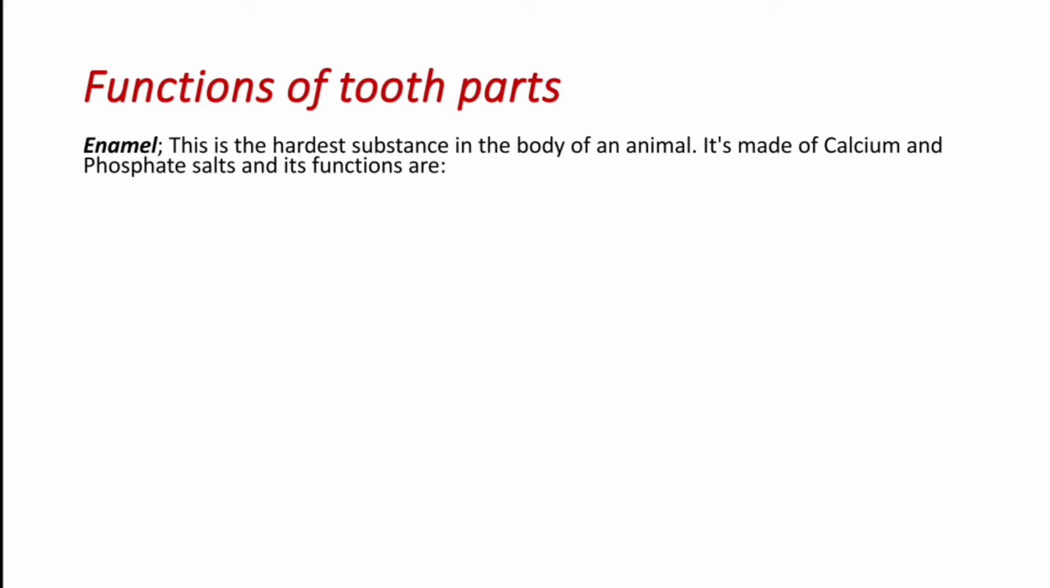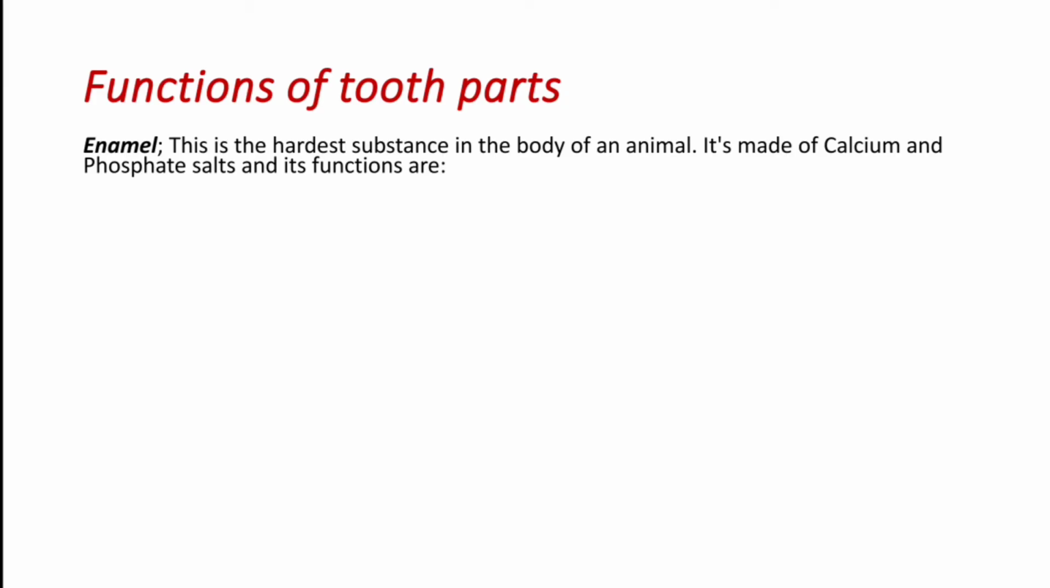It's made of calcium and phosphate salts, and before we look at the functions, focus on what makes up the enamel. First of all, we are being told that the enamel is the hardest substance in the body of an animal. And this question likes coming: what is the hardest substance in the body of an animal? It is the enamel.